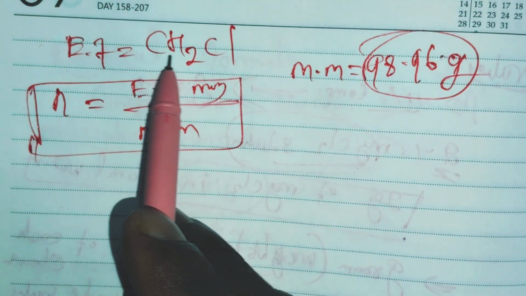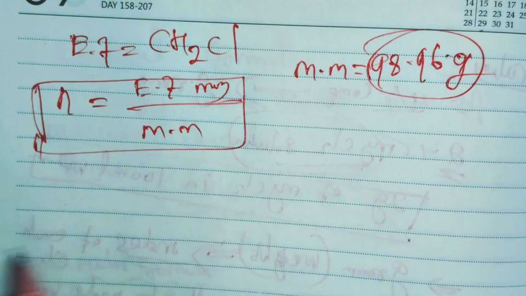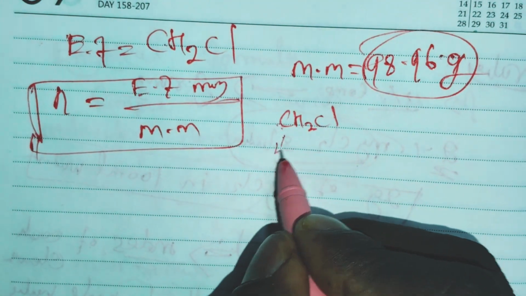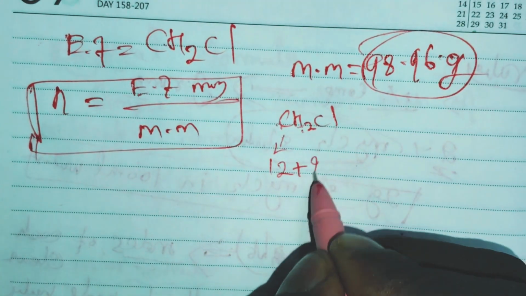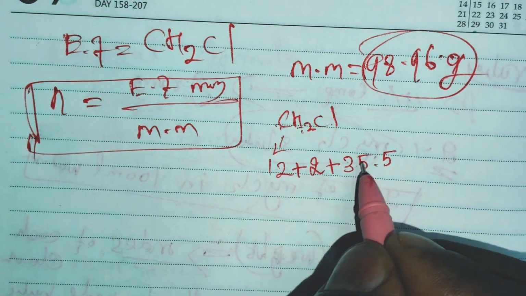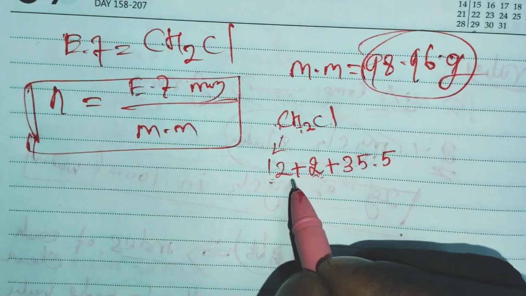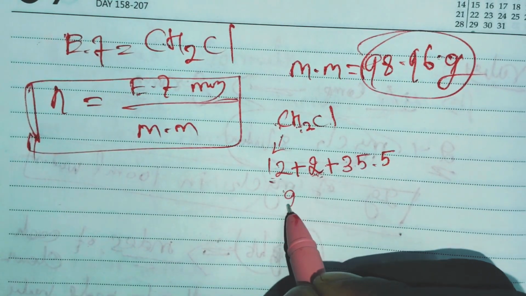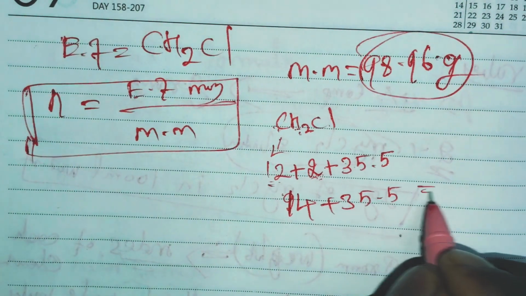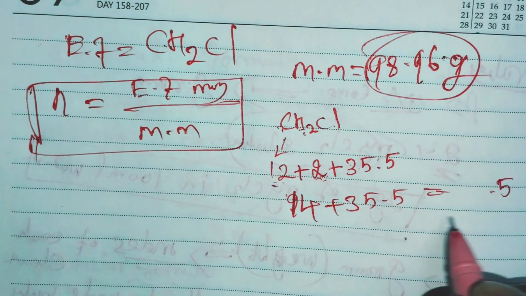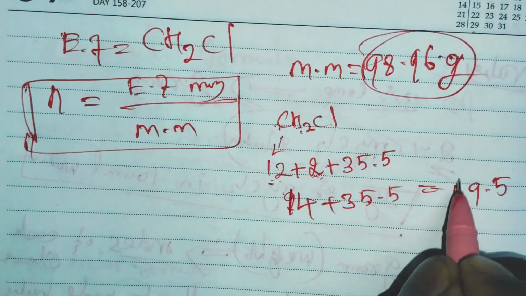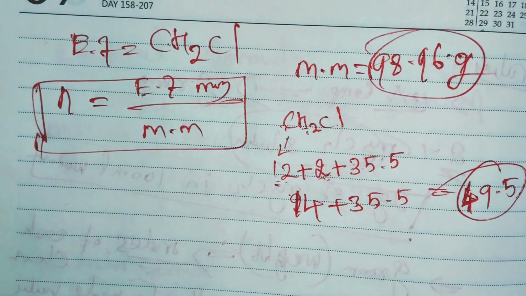Now we can find the empirical formula mass ourselves. For the empirical formula CH2Cl, carbon is 12, plus 2 hydrogen means 2, plus chlorine as 35.5. Then we add these: 14 plus 35.5, so we get 49.5 gram.